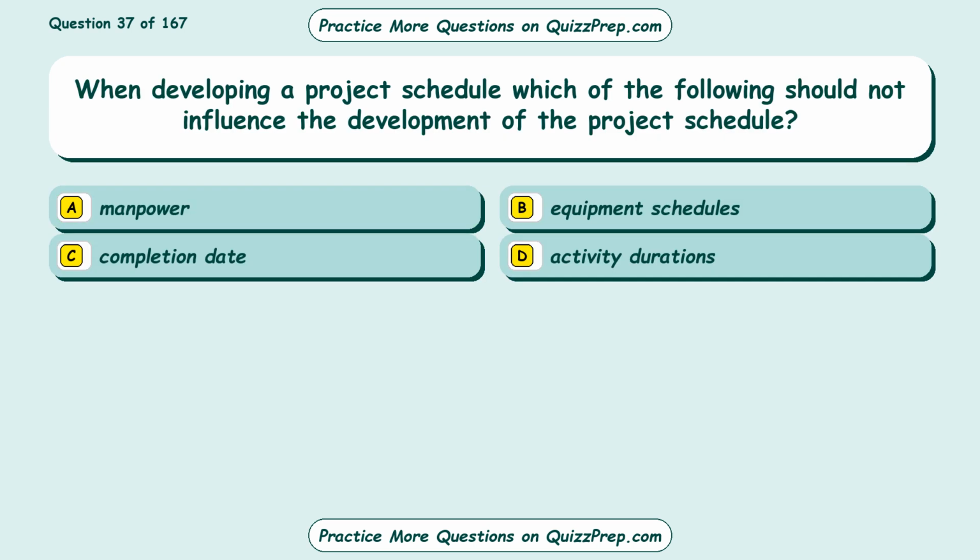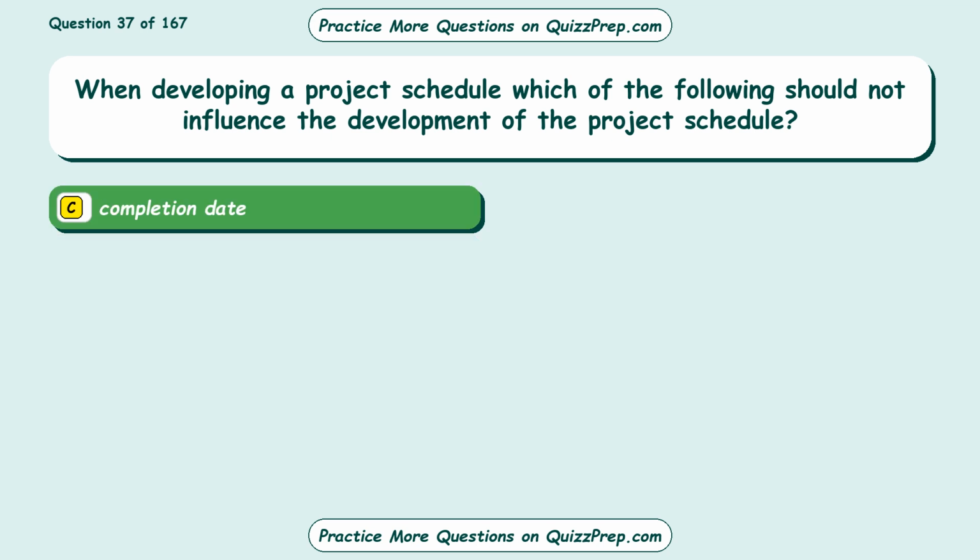Question 37. When developing a project schedule, which of the following should not influence the development of the project schedule? Option A, manpower. Option B, equipment schedules. Option C, completion date. Option D, activity durations. The correct answer is option C, completion date.